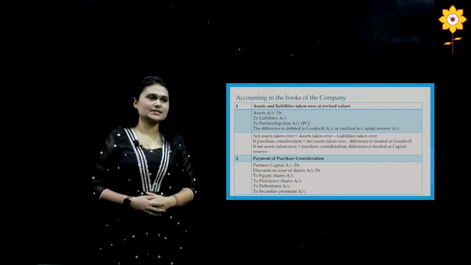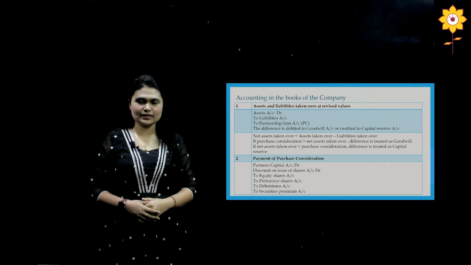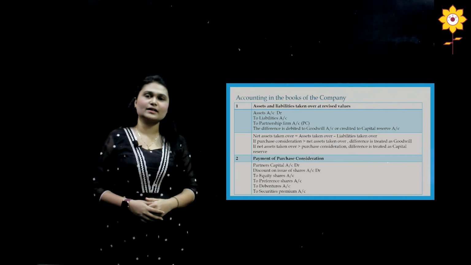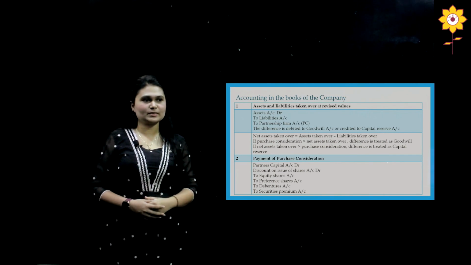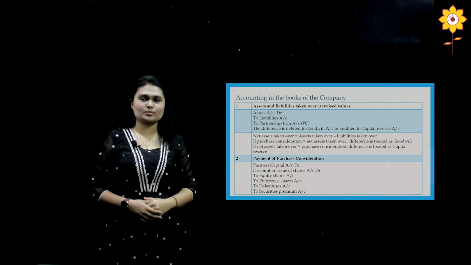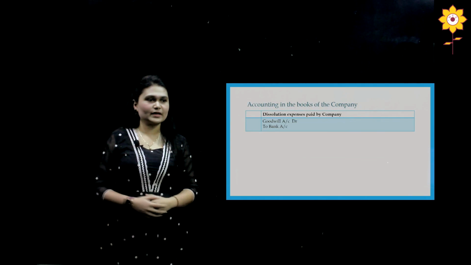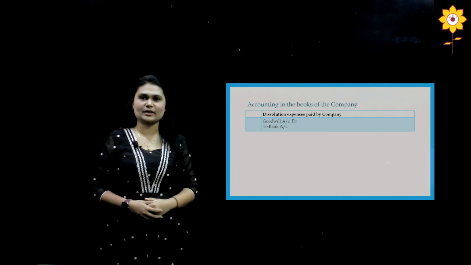Then the final topic is accounting in the books of the company. Under this, we have 3 steps that have to be followed in the books of the company. The first step is assets and liabilities taken over at revised values. Then the second step is payment of purchase consideration. And the final step is dissolution expenses paid by the company.